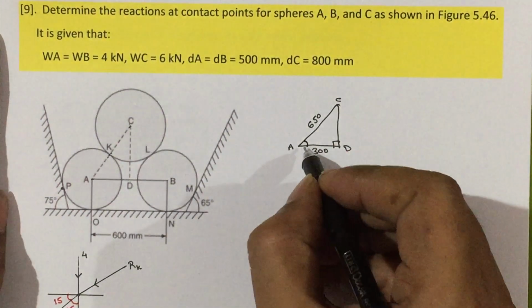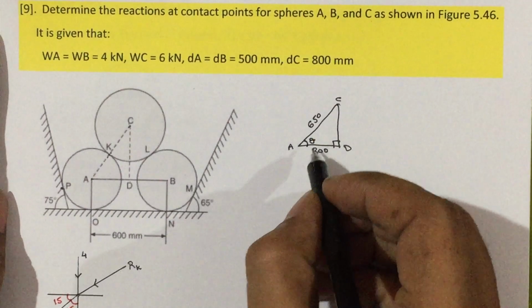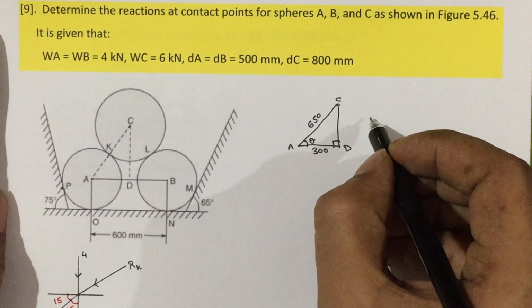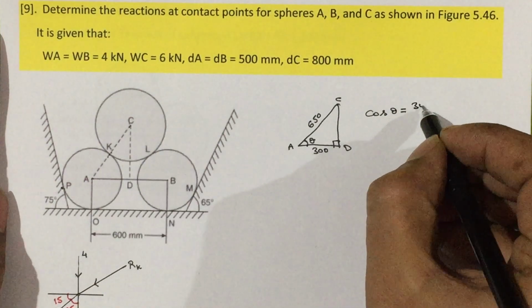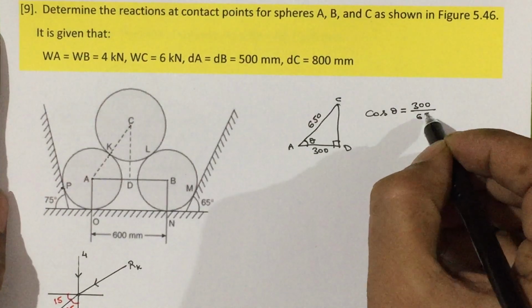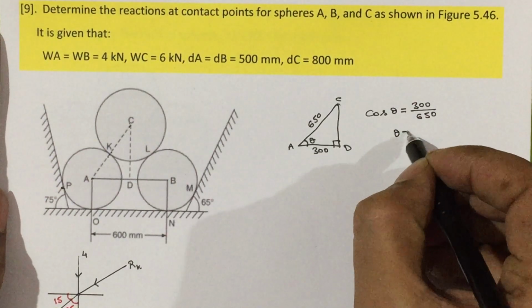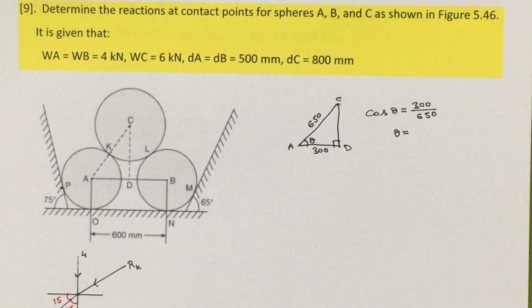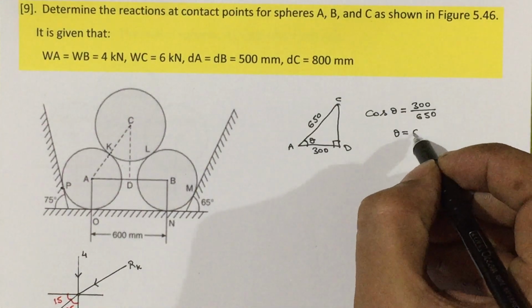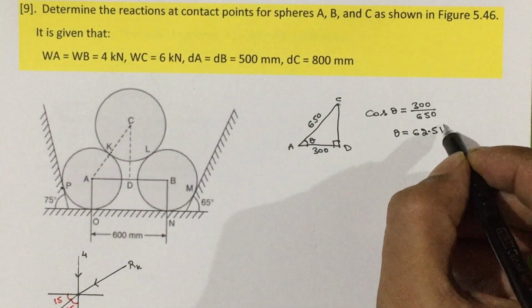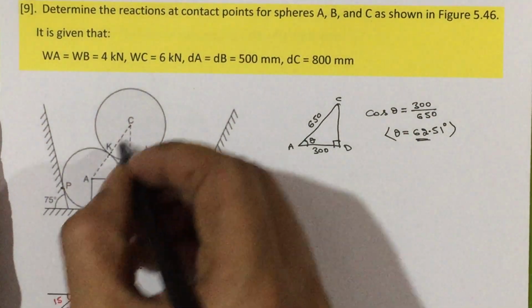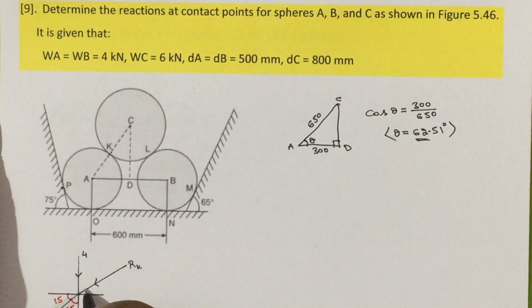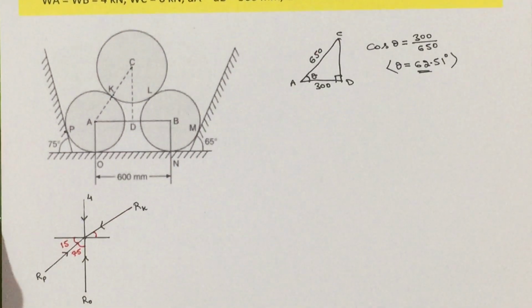We need horizontal angle, nothing but with respect to horizontal angle, theta. Here we have adjacent side and the hypotenuse side. So make use of the function cos theta, that is given by adjacent side 300 divided by hypotenuse side 650. Therefore theta is equal to cos inverse of 300 divided by 650. You are going to get it as 62.51 degree. So this RK line is making 62.51 with respect to horizontal.